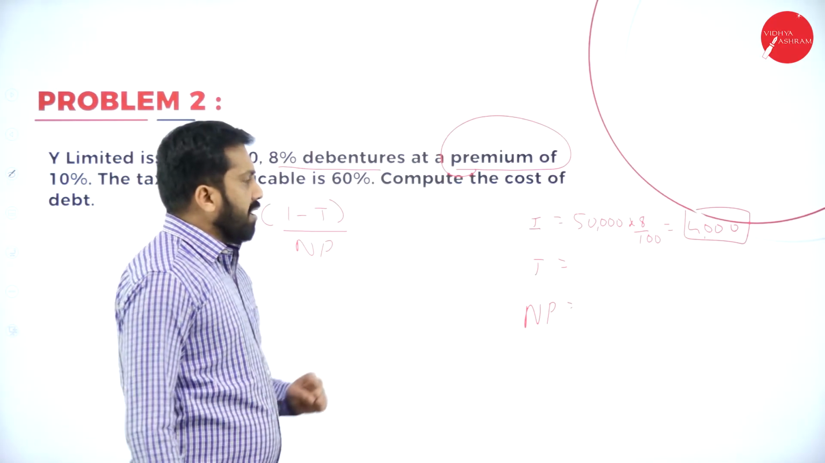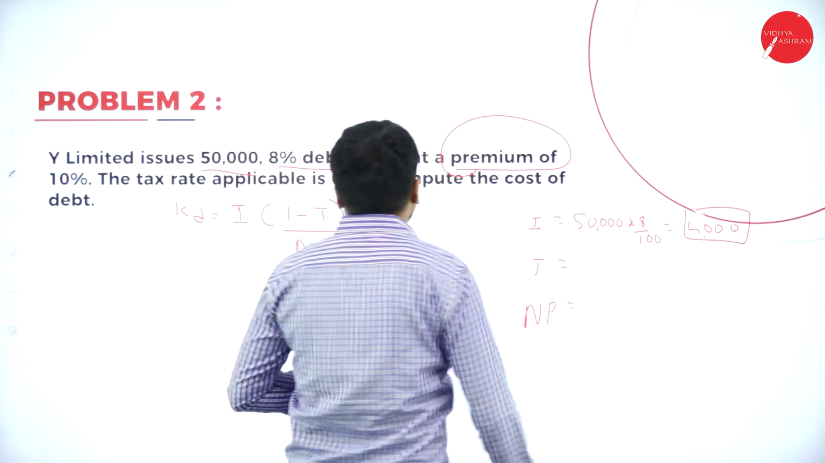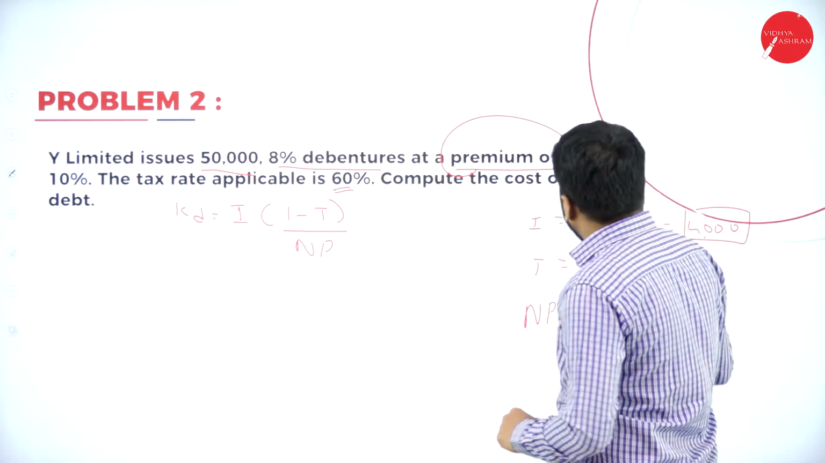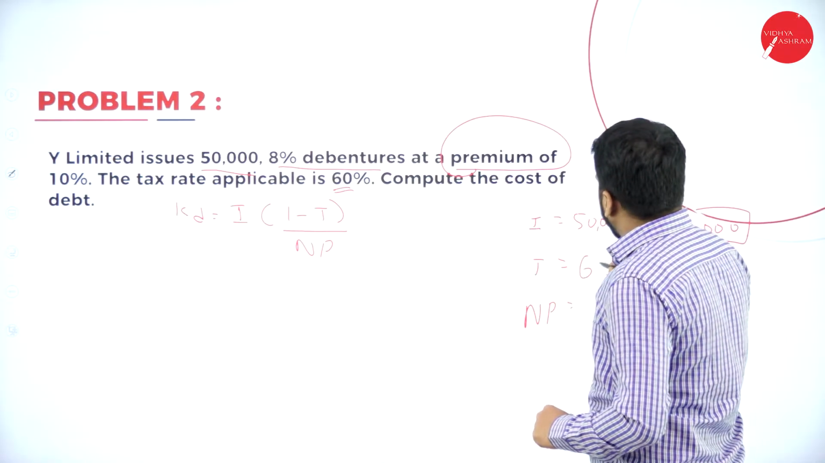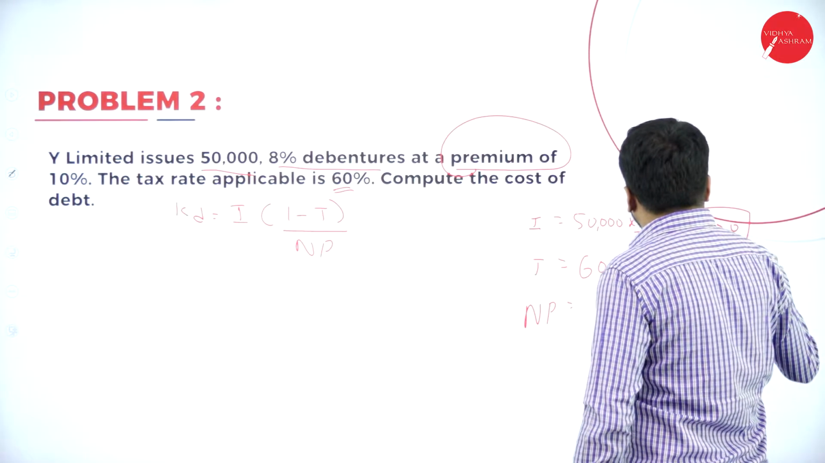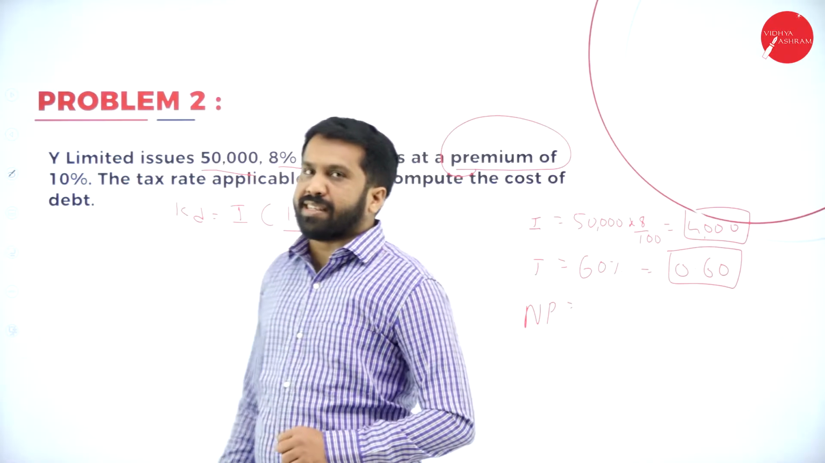Now, what is your tax? Tax in this problem they have given. So 60% is your tax. So you can call it 60%, or else you can go for 0.60. Now, the last part will be net proceeds, NP.